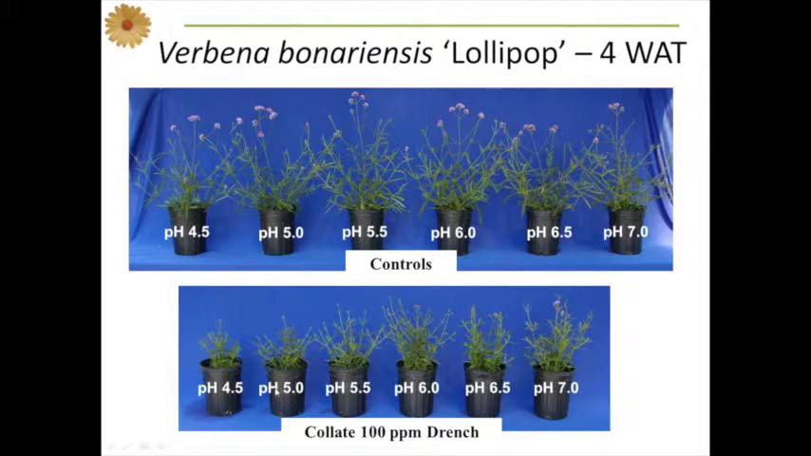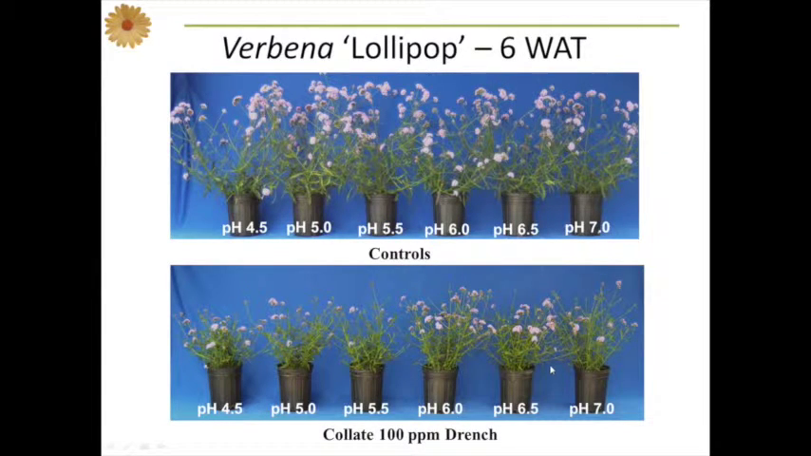We had a significant increase in branching, a lot of growth regulation on these plants. Now, if you look at them just a little bit later, this is 6 weeks after, again, no effect of the pH on the untreated plants. The Collate treatment was very significant, but I want you to look at the difference in the pH. When we had a pH of 4.5, which would keep the ethephon intact as ethephon, we had a greater effect, greater efficacy of the ethephon on that treatment.